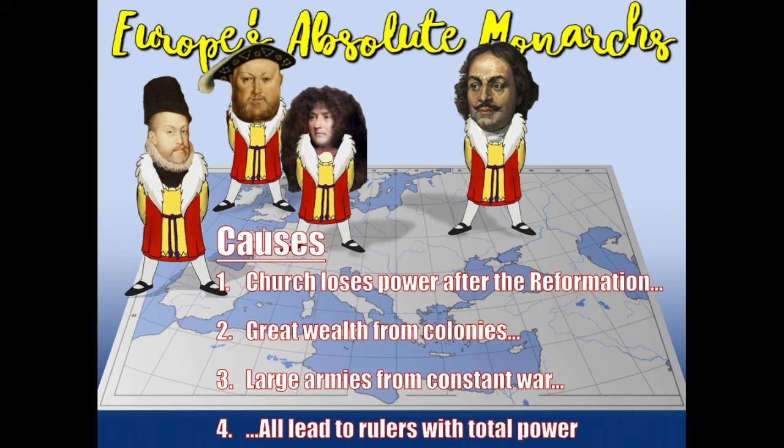All of this leads to rulers with total power. Nobody else is allowed to tell them anything. There are no limits on their power. The limitations are going to come later. If you have a giant army, lots of money, and the church is nowhere around to say anything, you pretty much do whatever you want.